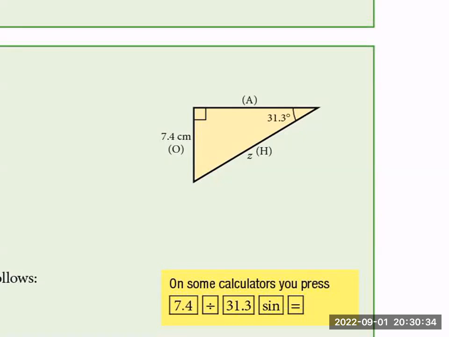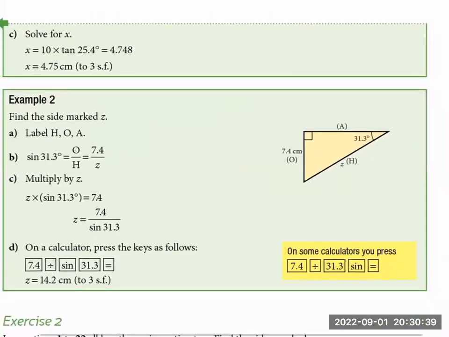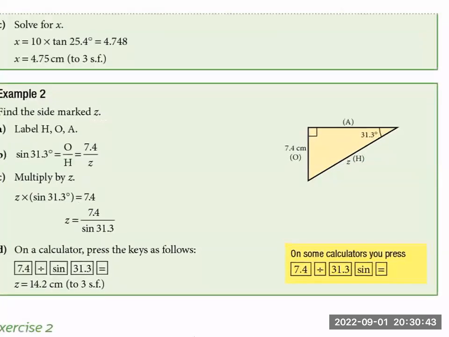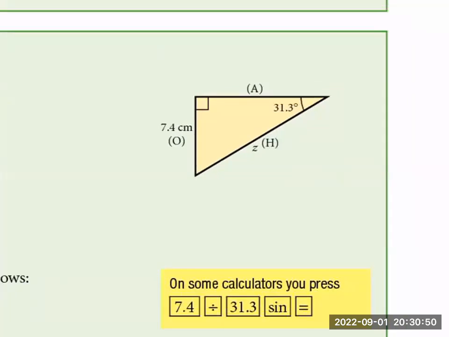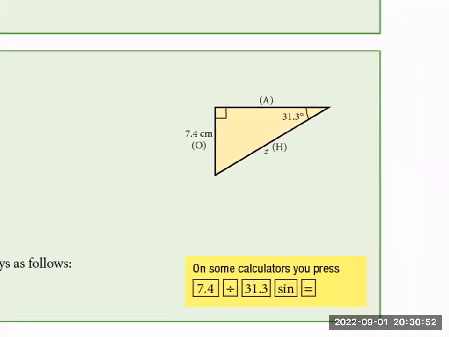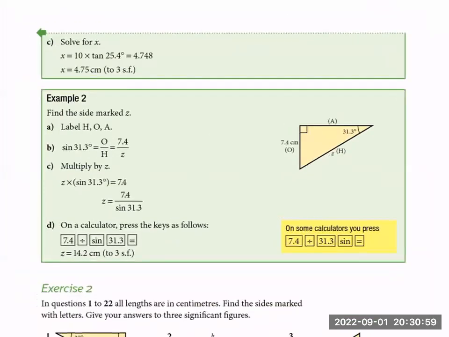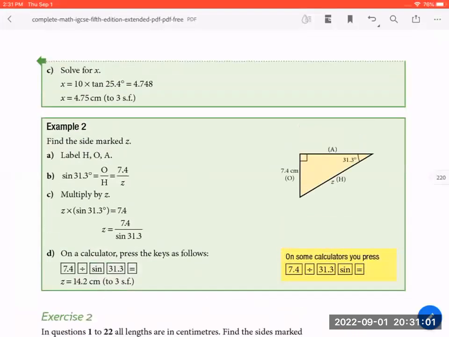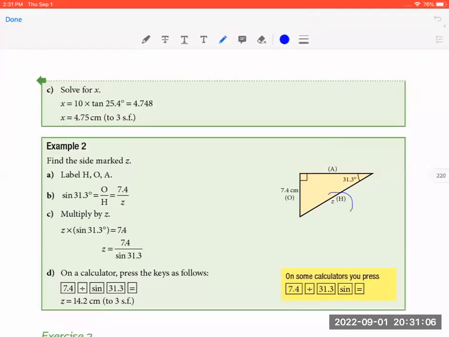Okay. Now let us go to the question and see what is he asking about. He said, find the side marked as Z. So let us solve this one. We want to find Z. What do they mean by H? H is the hypotenuse. So I want to find the hypotenuse.